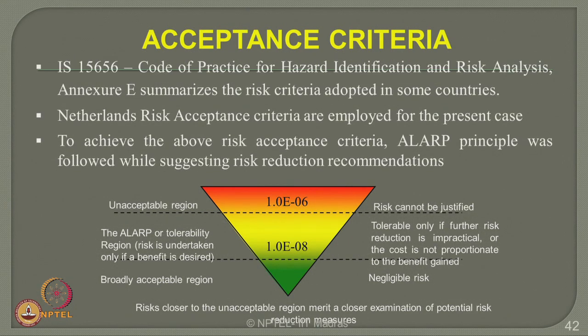IS 15656, the Indian Code of Practice for Hazard Identification and Risk Analysis, shows in Annexure E a summary of risk criteria adopted in some countries. In the present study, we have used the Netherlands risk acceptance criteria for the group gathering station. To achieve the above risk acceptance criteria, the ALARP principle was employed, and the value is plotted as 1 × 10⁻⁶ as the unacceptable region for risk.